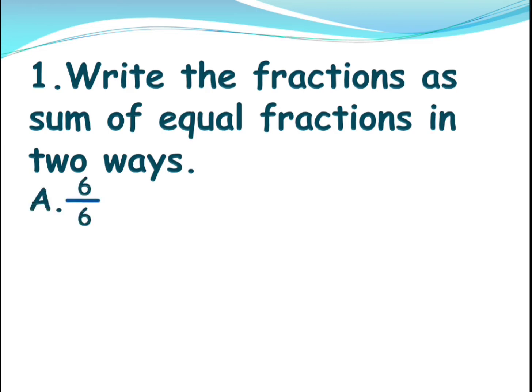So let's see the first one. 6 by 6. Children, I have told you in the previous block that 6 by 6, 3 by 3, 2 by 2, 1 by 1, 8 by 8, 5 by 5, all these are one whole, isn't it? So here they have given a whole 1, which is 6 by 6. That means for a figure, it is divided into 6 equal parts and all parts are colored or shaded. So that makes one whole. All parts are shaded.